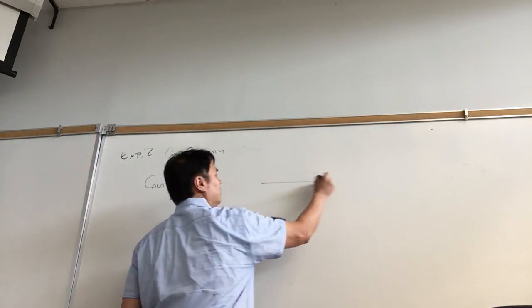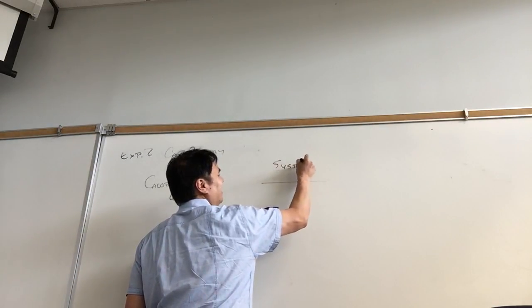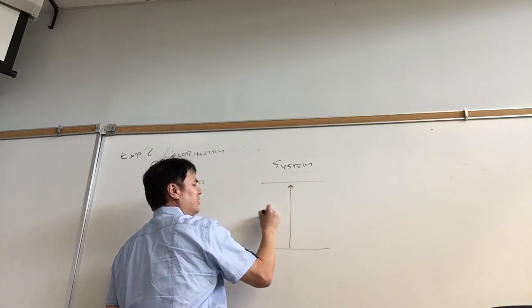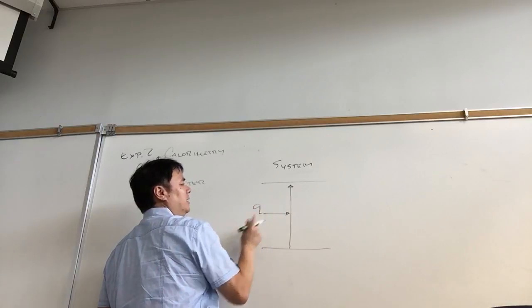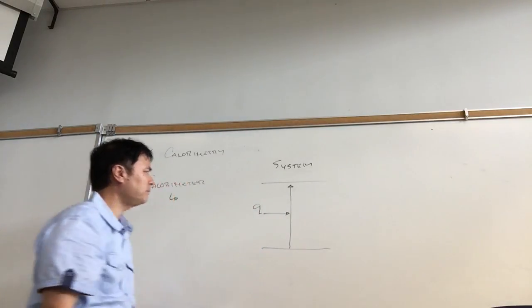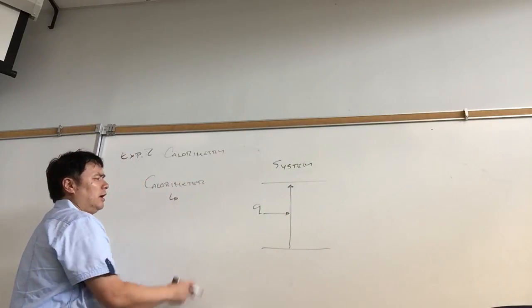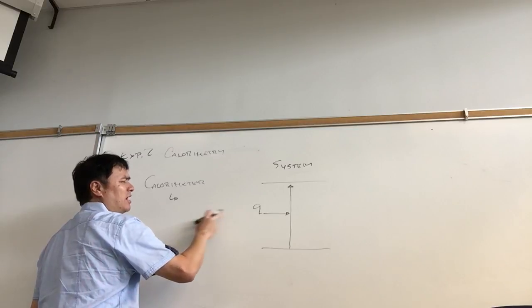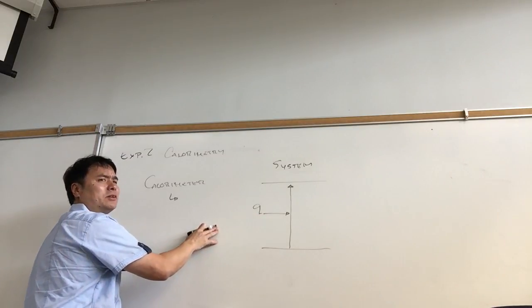And so here, if we look at our system, let's say our system absorbs energy from the surroundings. So heat is entering from the surroundings into the system. So here the system is gaining energy. And we want to figure out how much heat left the surroundings into the system. We can use a calorimeter to do that.